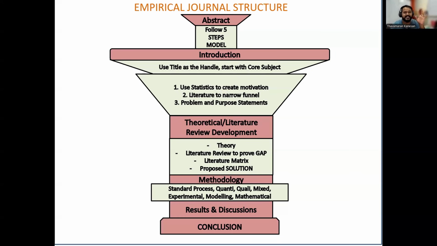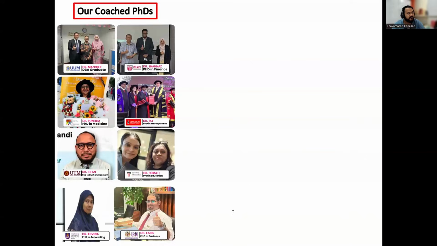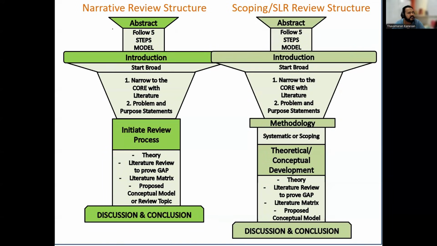These are journal structures. If you're wondering how to shape your paper, this will guide you. This is empirical journal structure. I've given a lot of tips here, what you should do. And then this is review paper. Sorry, this is review paper. This is narrative review. All right. What to do in every part. This is systematic review, scoping review. So between narrative review and systematic scoping review, you can see the differences are here.